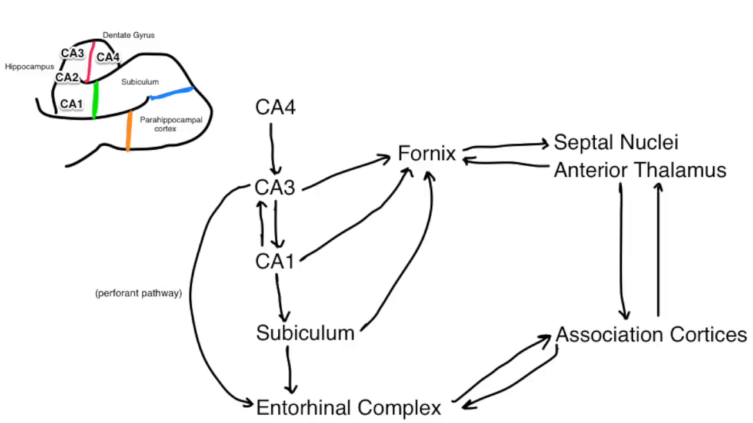And finally, the fornix, which we've just mentioned very briefly, projects onto the diencephalic regions of the brain, to the septal nuclei that lie around the third ventricle, and they also receive axons from these nuclei. There's a lot of crosstalk between them. Similarly, the parahippocampal cortex and the perirhinal cortex act as a bridge between the hippocampal formation and all the cortices of the brain to facilitate integration. They have multiple input and output pathways between them. There's a lot of crosstalk.